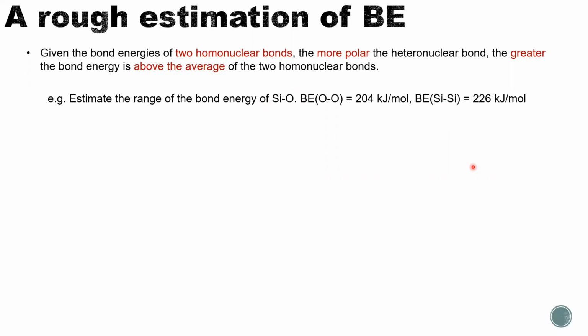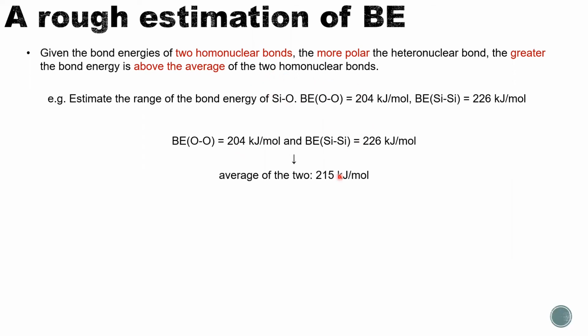Okay, because what we are comparing is the bond energy of the silicon-oxygen bond with the average of the oxygen-oxygen bond and silicon-silicon bond, first we need to calculate the average of the two homonuclear bonds. The average of these two is 215 kilojoules per mole. Now we need to determine whether the silicon-oxygen bond is polar or nonpolar, and how polar it is.